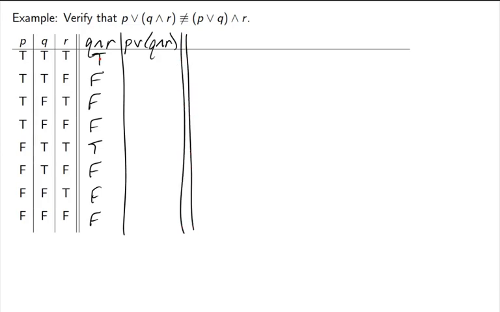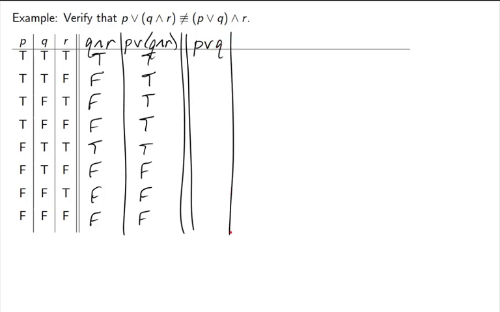True or true, true. True or false, true. And you'll notice since P is true, I can just say it's true all the way down to here. False or true, true. False or false, false. And the rest are also both falses, so we get false for the last 3. That's the left side. Now on the right side, we'll do the parentheses first, the P or Q.